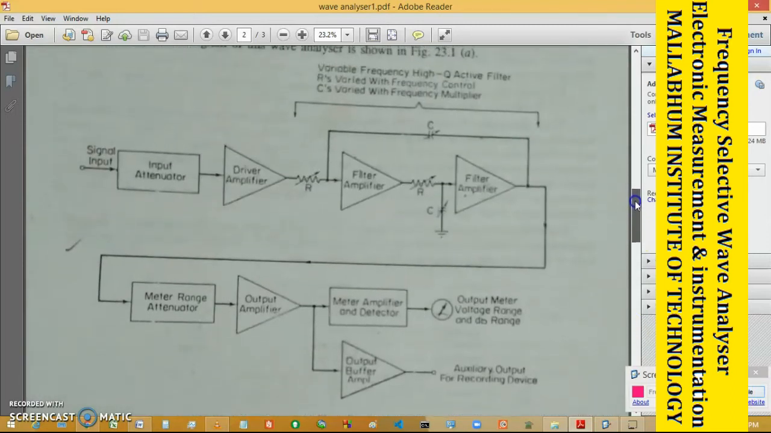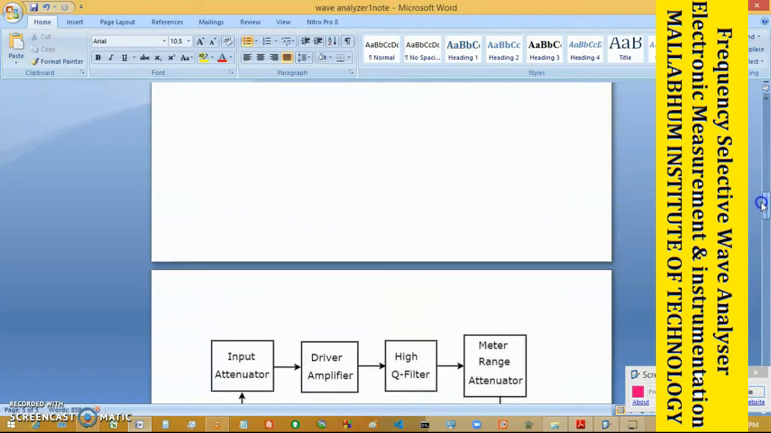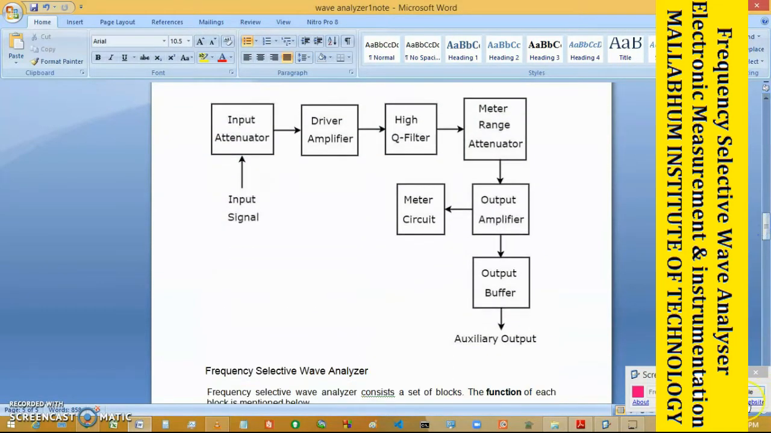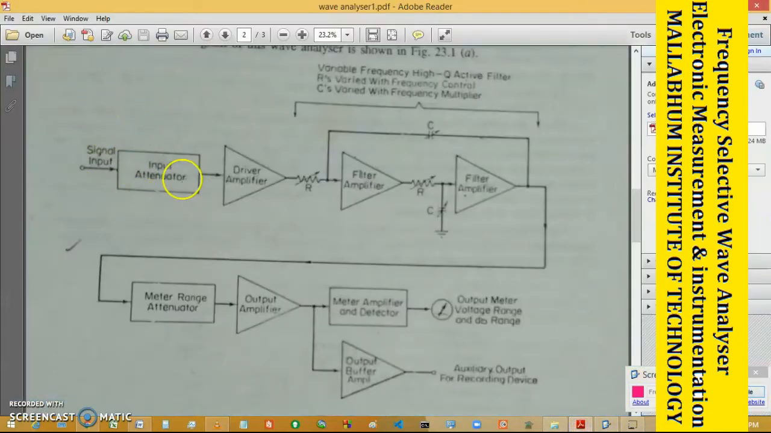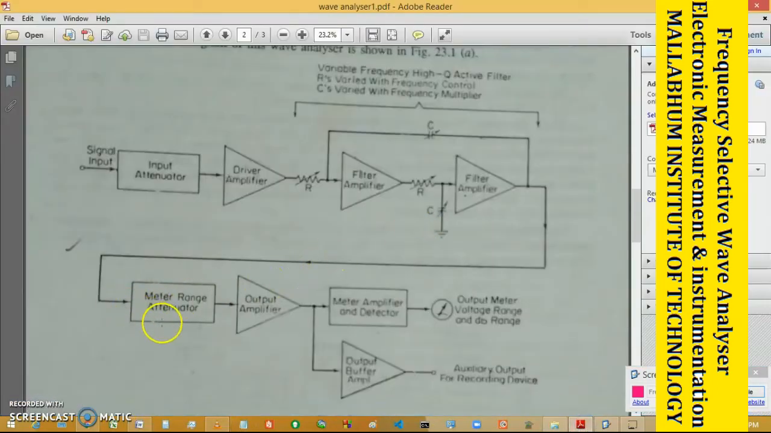Now before going into this block diagram, I am showing you a simple block diagram. This is the frequency selective wave analyzer. So first one is your input attenuator, second one is your amplifier, next is your high Q filter, and you can see these three here also. This is your input attenuator, this is your driver amplifier, and this is your high Q filter. You can see it written over here, high Q active filter. Next block is the output amplifier with a meter circuit, and output buffer with an auxiliary output. This is the simplest circuit. Here the meter range attenuator, output amplifier, and the buffer output amplifier or the meter output range.